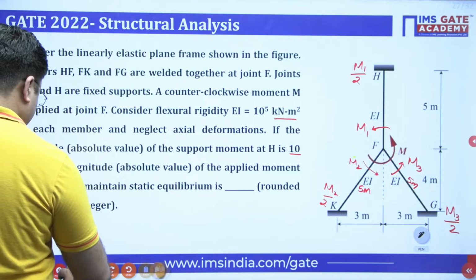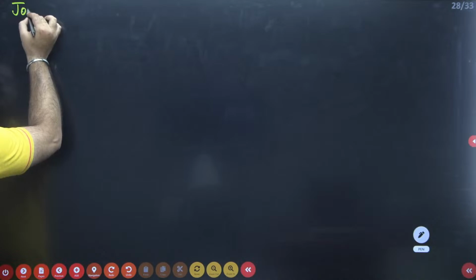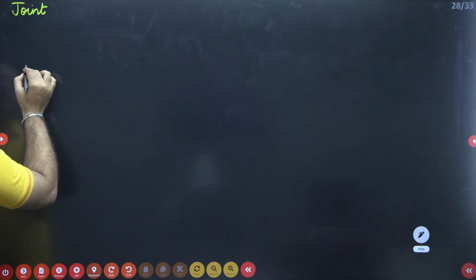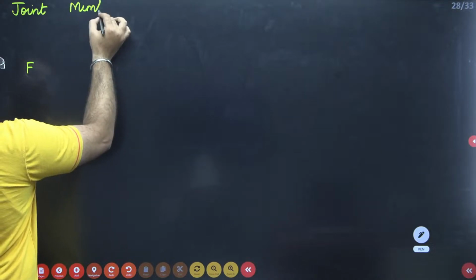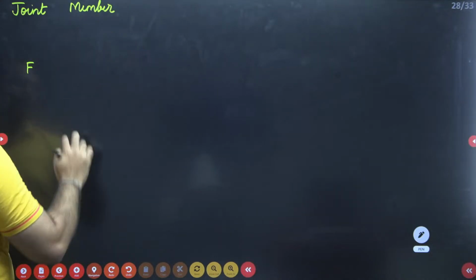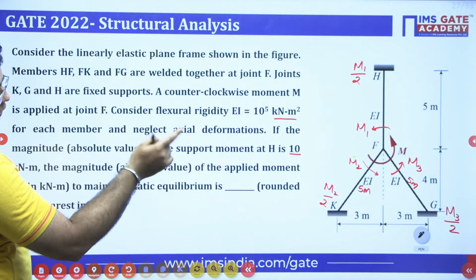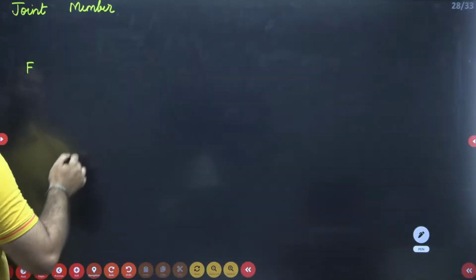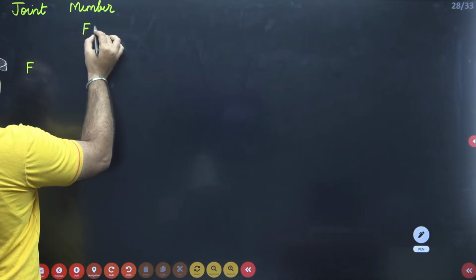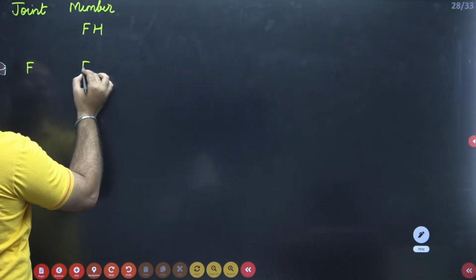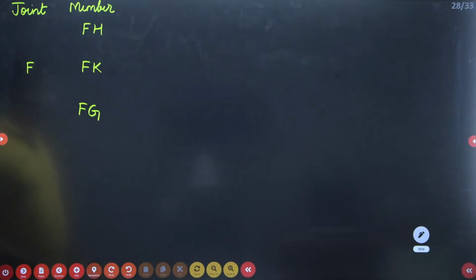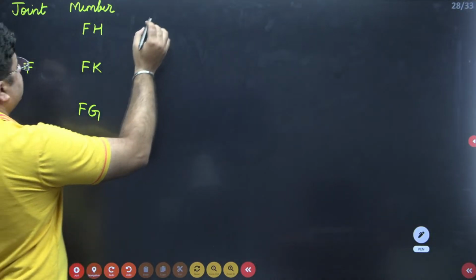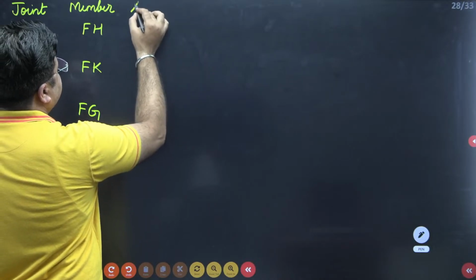So I'll take this joint F. Three members are meeting at this joint F. Members are FH, FK and FG. These are the three members meeting at this joint F. Next is stiffness of these members.